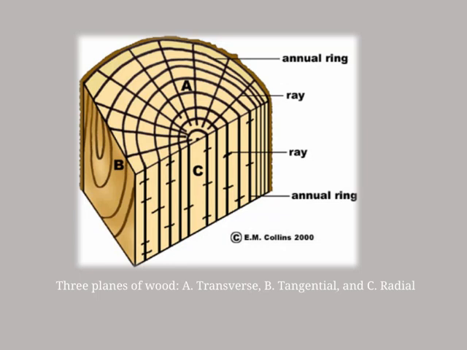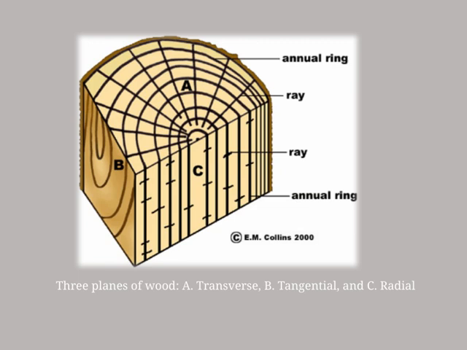Today, I want to introduce you to the three main planes of wood, which are fundamental to understanding its structure and properties. First, we have the transverse plane, which cuts across the growth rings, giving us a cross-sectional view of the wood. This perspective is useful for examining the arrangement of vessels and the overall grain pattern. Next is the tangential plane, which runs along the tangent to the growth rings. When we look at this surface, we can see the annual rings in a profile, helping us understand growth patterns and how wood might behave under certain stresses.